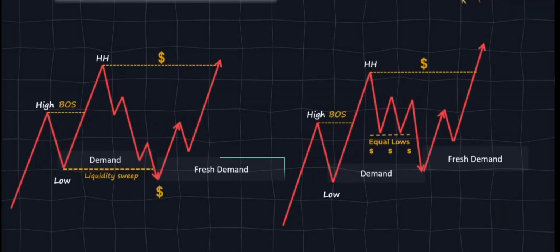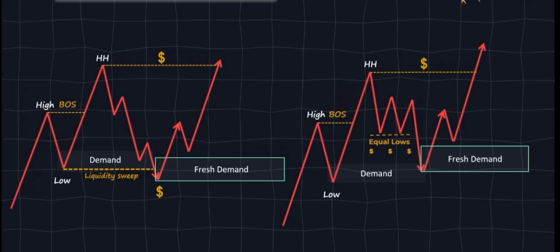Number 5. Look for liquidity sweeps. Now this one's a game changer, and one of the clearest signs of smart money activity. The most powerful supply and demand zones often form right after liquidity is swept, because those zones are created by institutional moves. Institutions can't just jump into the market blindly.